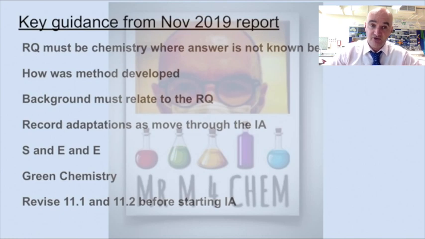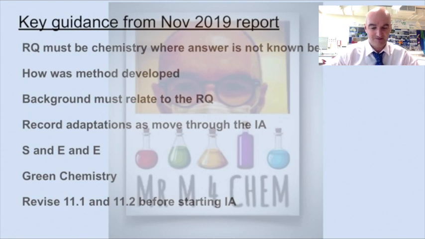The research question must be chemistry, clearly chemistry, where the answer is not known beforehand. I said that at the beginning, we'll say it again. Explain how the method was developed, how you arrived at the range for your method, how you chose the IV and the CV to test your research question. Again, not since I was a little person. I've been very interested in the Nernst equation, for instance.